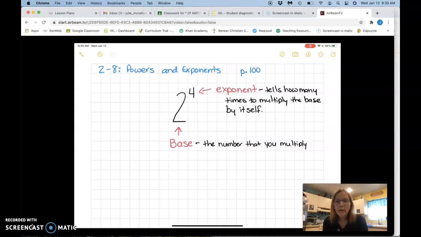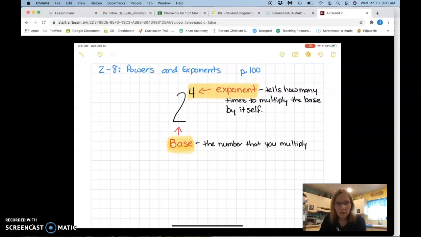So this is an exponent, and I'm sure you've seen it before. 2 to the 4th power. Now the big number is called the base. Okay, the base is the number that you're going to multiply. And then the little number is called the exponent. And the exponent tells us how many times to multiply the base by itself.